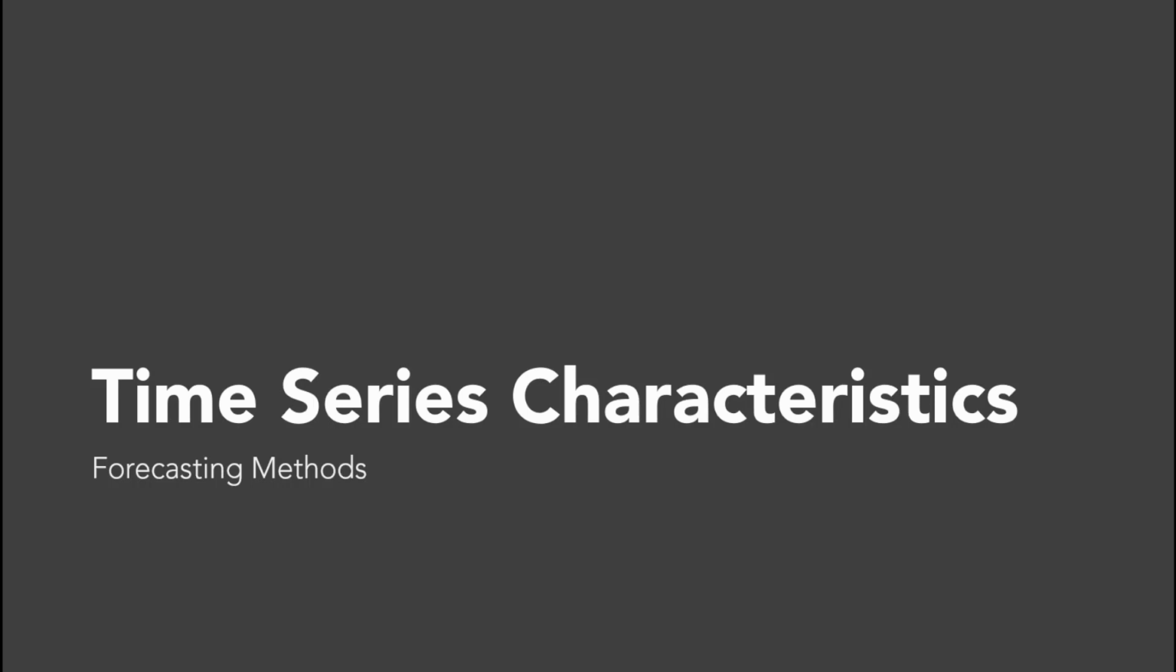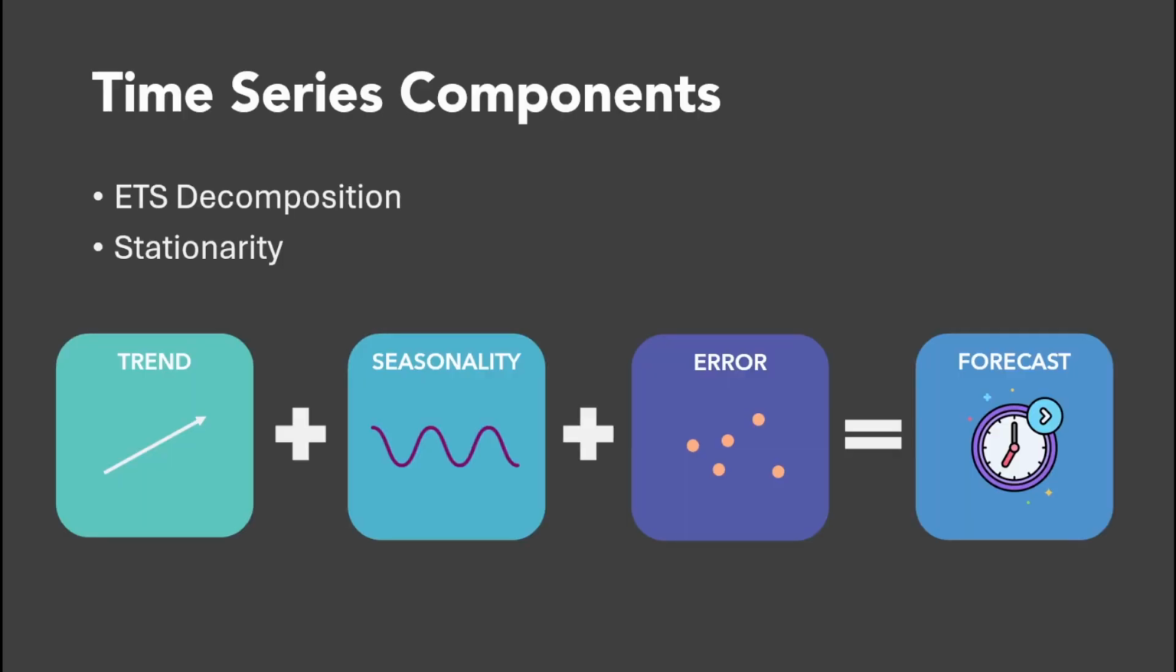Now let's turn our attention to some of the key characteristics of time series, which will be useful for understanding many of the forecasting methods in part two. So what makes up a time series? The idea that we can decompose a time series is a fundamental building block of many forecasting models. Basically, a time series can be comprised of three components: the trend, seasonality, and the error, which is also called the residual. Together, these three aspects can be used to generate forecasts.